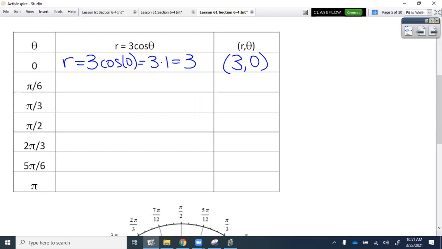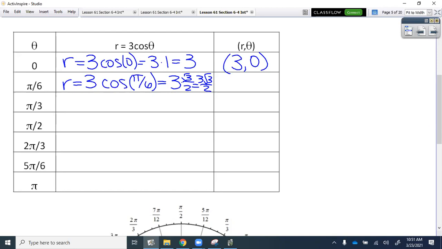All right, doing another one. R equals 3 times cosine of pi over 6. Here's one where some of you might need to draw pi over 6. Or maybe you start to see, okay, wait, let me pause and I can picture pi over 6 and I get root 3 over 2. So 3 times root 3 over 2 is 3 root 3 over 2.